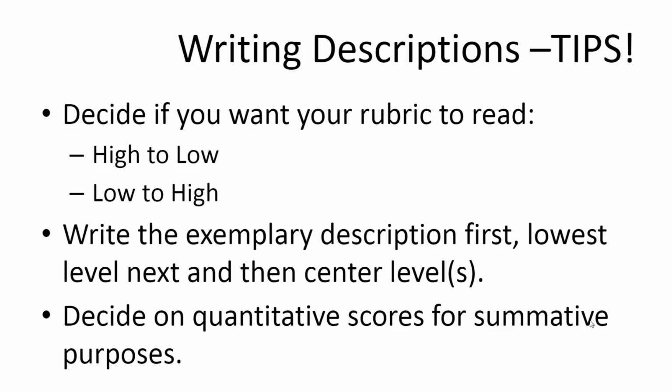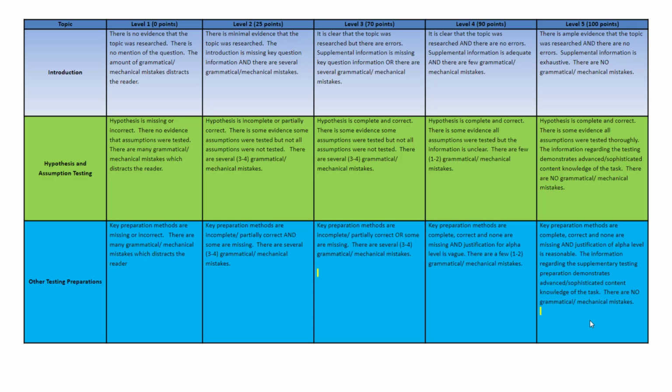So you want to kind of see the best, the worst, and how things are going to fall in between. And then you want to finally decide, like I said, on the quantitative scores for summative purposes. Going back to the way that I attribute points to a rubric, what I try to do is have their scores on the rubric match what I would consider that they would have earned in real life.